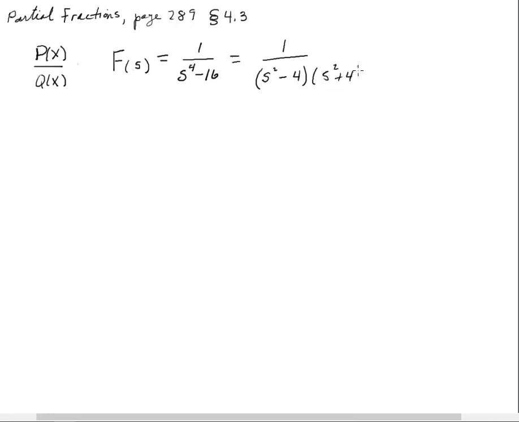(s squared plus 4). And that factoring form you learned in elementary algebra is called the difference of squares, a perfect square, and the difference is a minus. Now I've got the difference of squares again in this factor, but this is not the difference. This is the sum of squares, and that's called an irreducible quadratic factor. You can't factor this further.